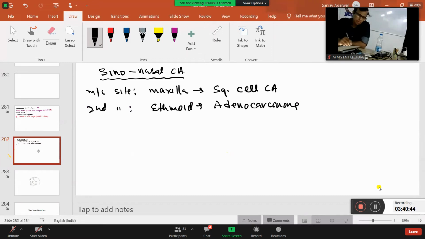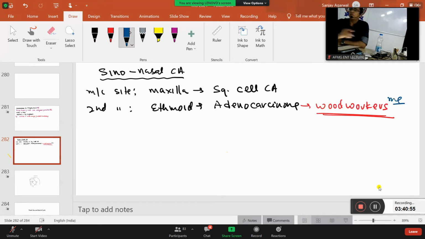Now there is a very important point that adenocarcinoma is seen in woodworkers. This is a very important MCQ. Which of the following tumors is common in woodworkers? Adenocarcinoma of the ethmoid is very common in woodworkers. A very, very important point. And all the tumors cause epistaxis. Epistaxis is the main presentation in all tumors, benign or malignant, of the nose and the sinuses.